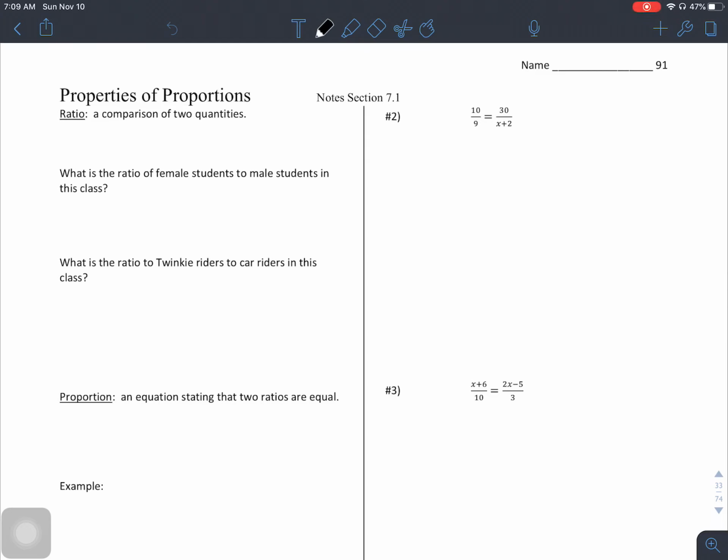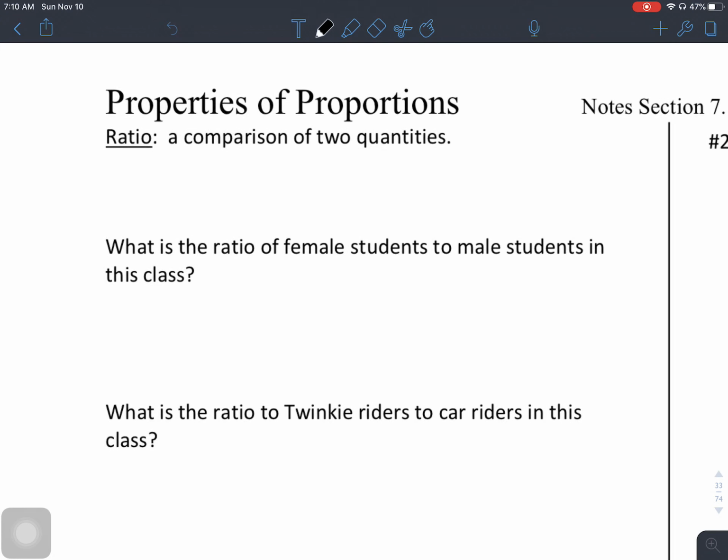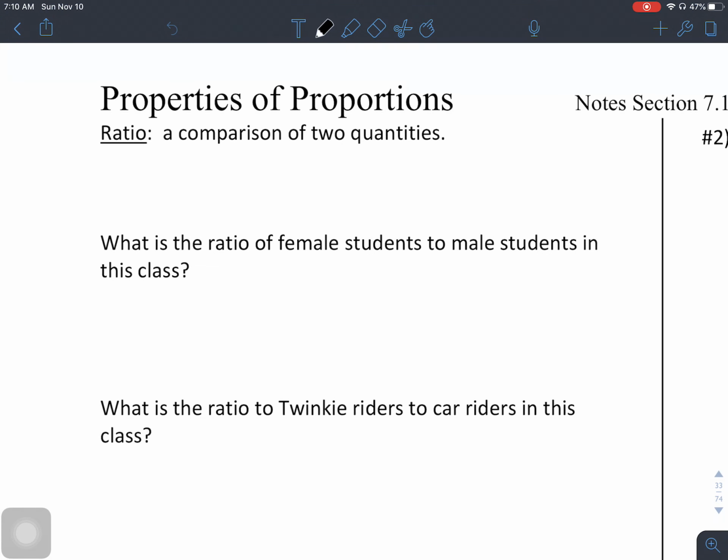Chapter 7 is about similarity. Section 7.1 is properties of proportions, and this is kind of like a review of Algebra 1. And these are skills that we need in order to solve proportions, because when we have similar figures, we end up with proportions. So first of all, what is a ratio? That's just a comparison of two things.